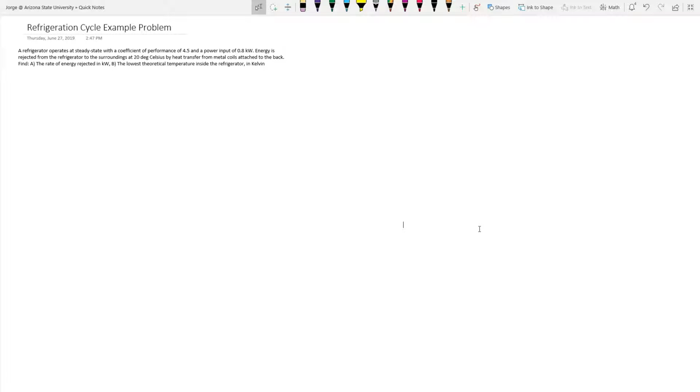Okay, so to start off, what I like to do is write out what we're given in this problem and what we have to find. So I'm just going to underline what we're finding here. So A and B right there.